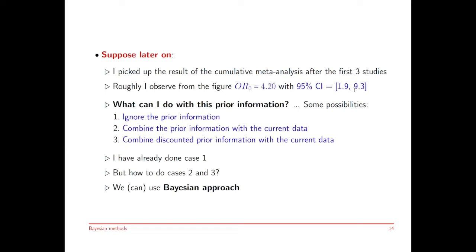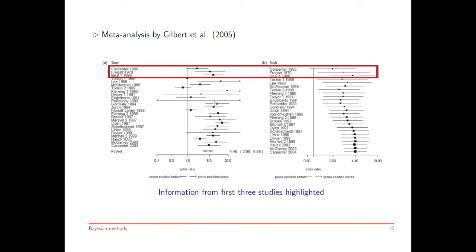What can I do now with this prior information? I can ignore it, but also I can combine the prior information with the current data. But instead of combining all information from the previous 3 studies, I could discount that information. Now, I already have done the case 1, but how to do cases 2 and 3? I didn't use or have to use a Bayesian approach. This is a summary of what we know, or what I know as Tonkin in 86.